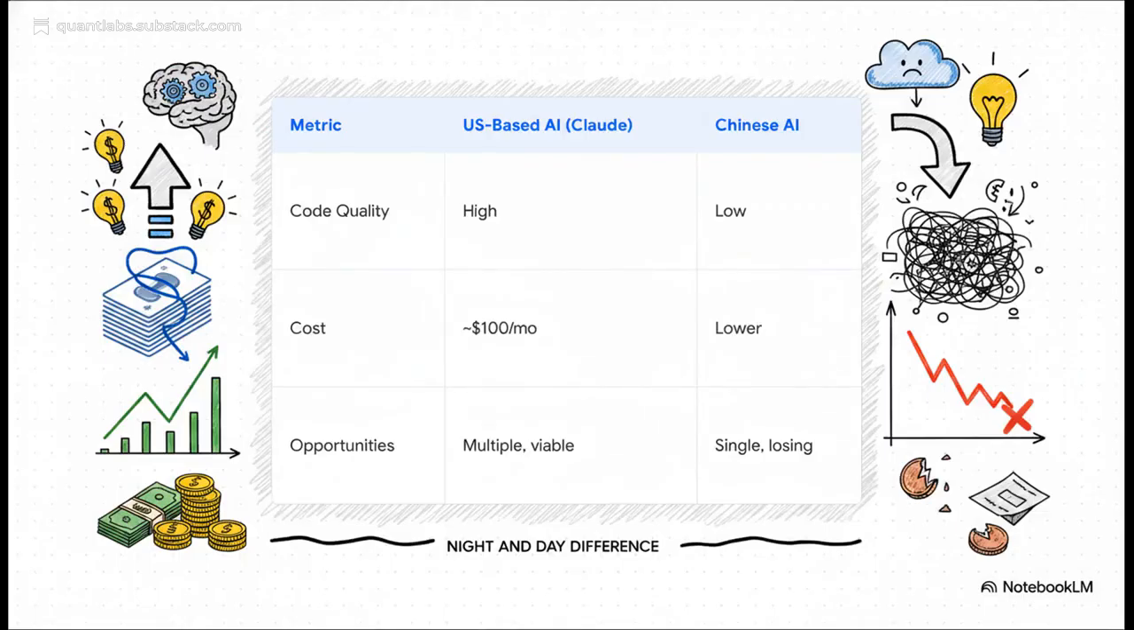And this chart just lays it out, plain and simple. When you compare a top-tier, US-based AI with some of the cheaper options, it's just night and day. Sure, the US model might run you about $100 a month, but look what you get. Clean, high-quality Python code that can spit out multiple legitimate trading ideas. The cheaper stuff, you get what you pay for. Sloppy code that usually leads to one bad idea that loses money.